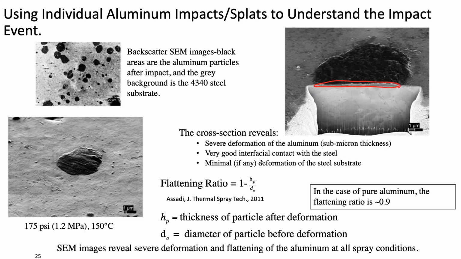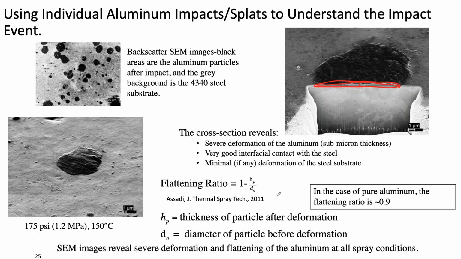Peter King developed a way of quantifying this, as did Asadi in Germany. It's called a flattening ratio. It's 1 minus this distance here divided by this apparent diameter. And in the case of pure aluminum, the flattening ratio is about 90%. If you want to, you can think of that as an average strain, but it is average, so there's quite a bit of strain gradient in these materials.